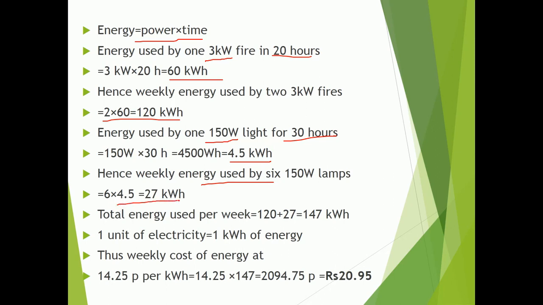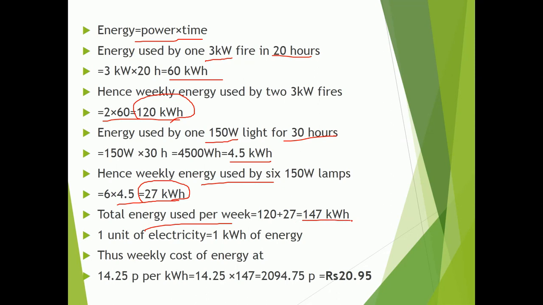Now what about the total energy? Total energy used per week is 120 kilowatt hour plus 27 kilowatt hour. It comes out to be 147 kilowatt hour.